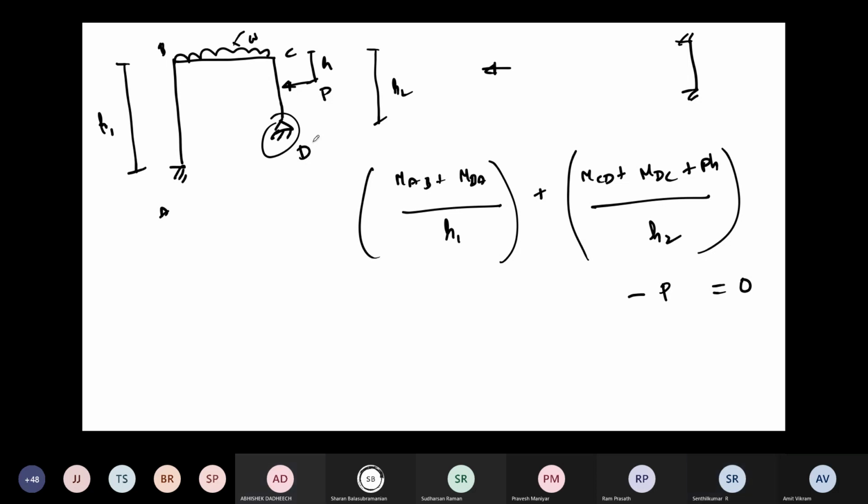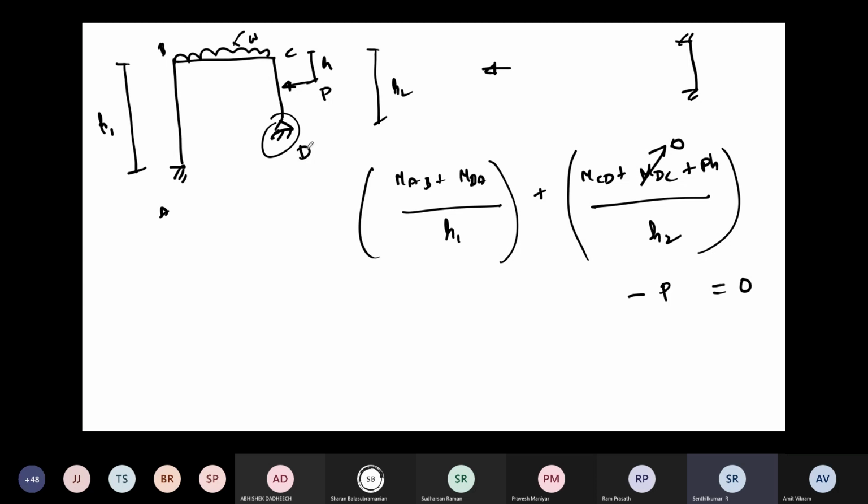No, sir. Yeah, then MDC will be 0. It's a pin support, right? You are allowing the rotation, so how will the moment develop there? It's a final moment, right? Even if you are locking, you are getting the equation. Finally, what is the reality there?